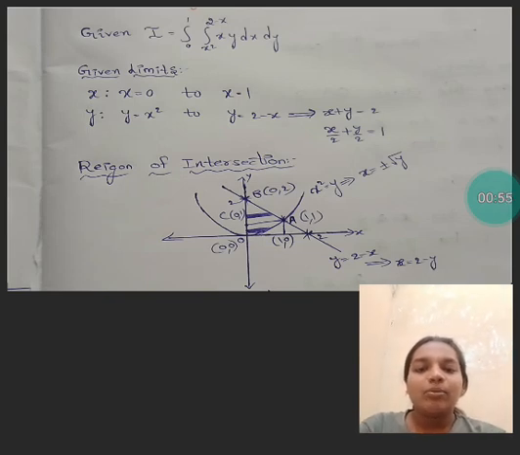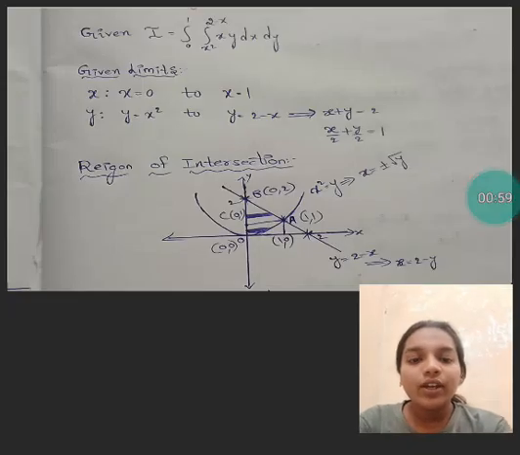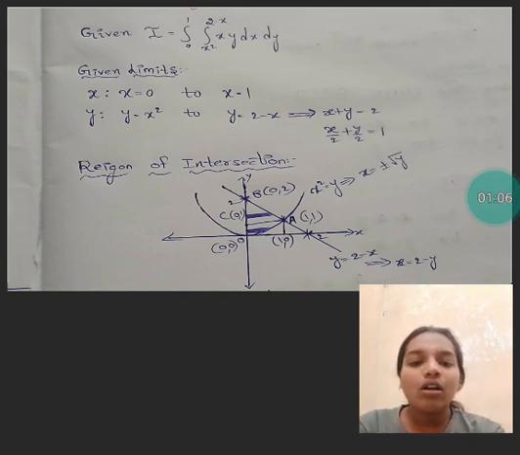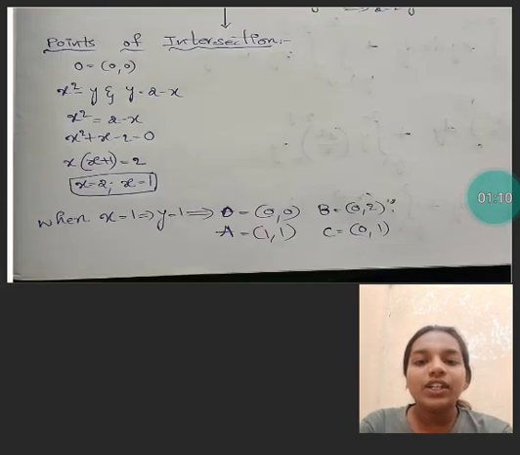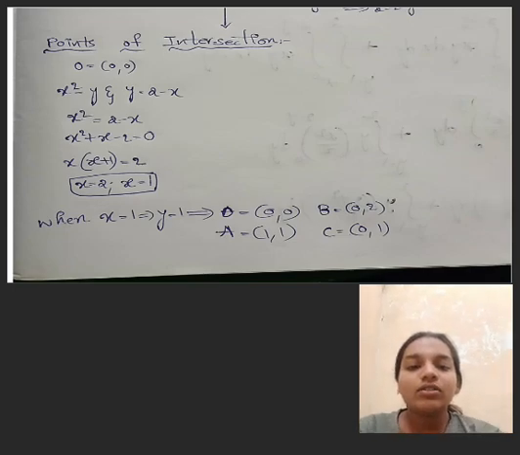We can take points A and B, and we can plot the points A, B, C on the given graph of the parabola. Next slide. Points of the integration.